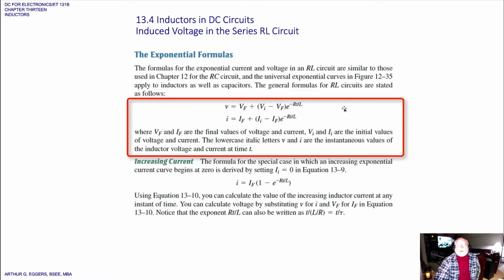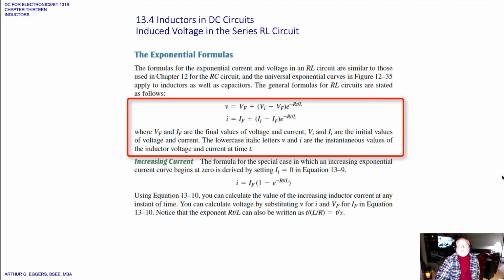So we've seen something like this before for our RC network. We see this for calculating the voltage and the current, where V sub F and I sub F are the final values for the voltage and current. V sub I and I sub I are the initial values of voltage and current, and the lowercase italic letters v and i are the instantaneous values of the inductor voltage and current at a time. Sometimes you'll see T in parentheses after the i and the v.